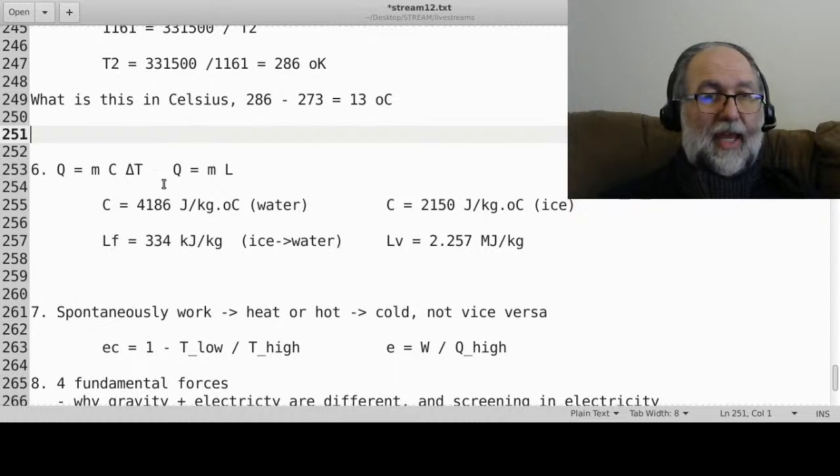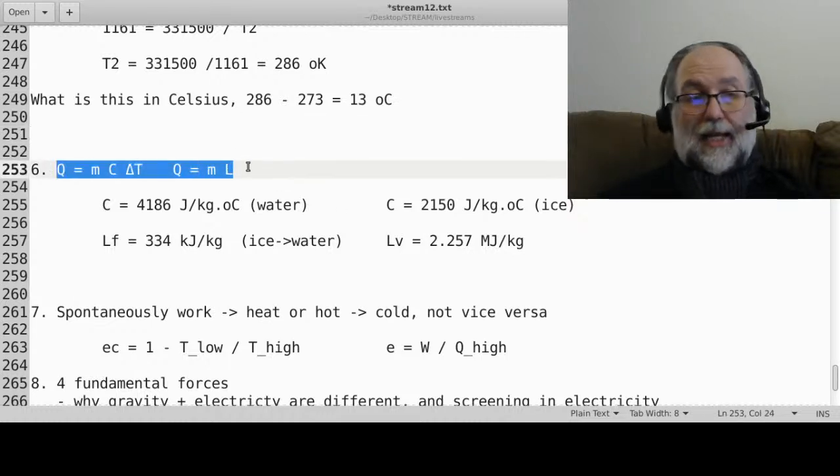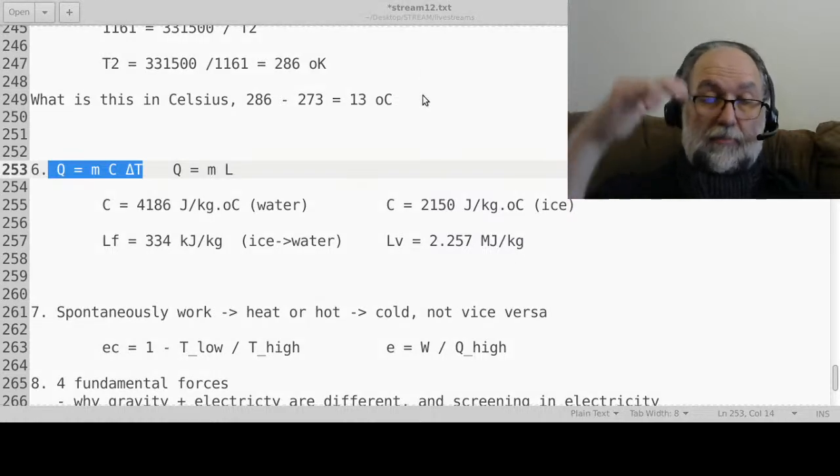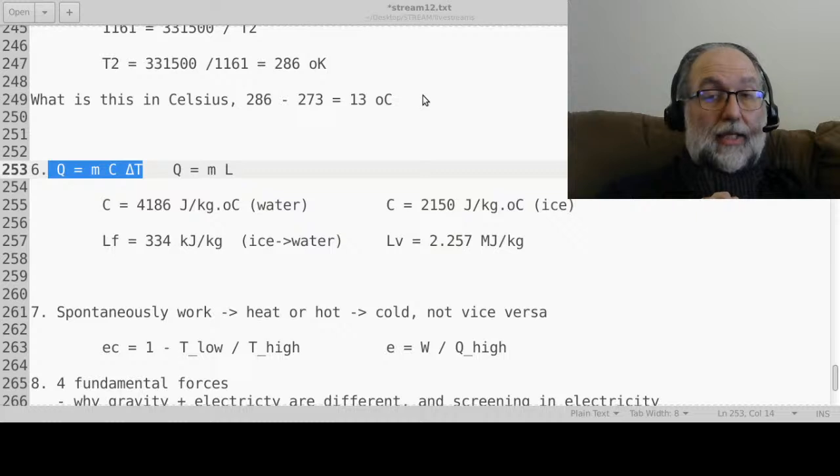Okay, so specific heats and latent heats. Specific heats are the heat that it takes to raise the temperature of a material. So you have water at 20 degrees Celsius, and you want to warm it up to water at 40 degrees Celsius. You say, how do you do that? You put energy into it.